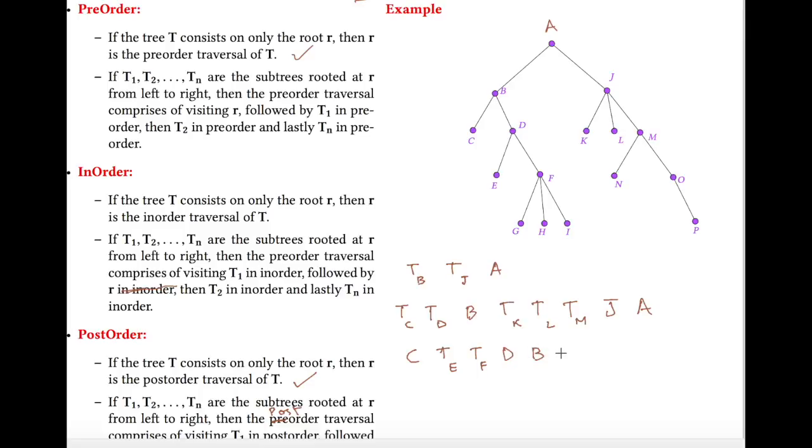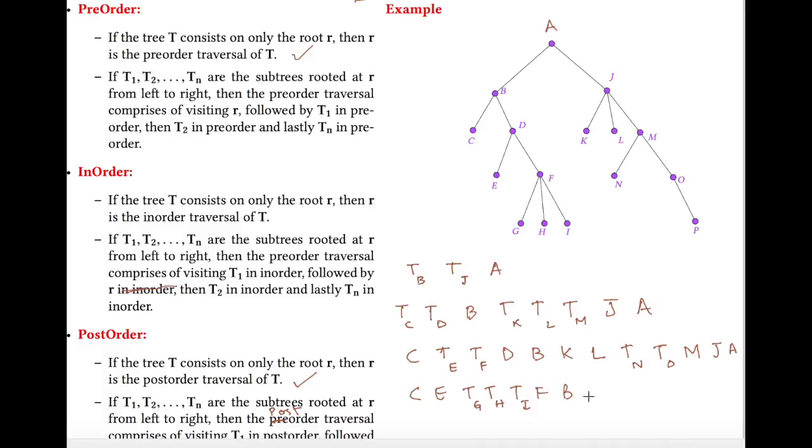For T of K, K is just the root itself, so K. T of L is the same. For M, we'll say T of N, T of O, and M. And J and A are as it is. Okay. Then we have C. T of E is what? E is just the root, so E. T of F is what? T of G, T of H, T of I, and F.